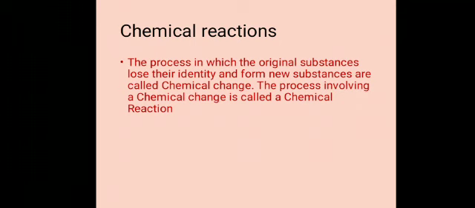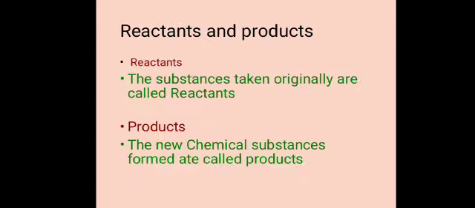And what is this chemical change? The change in which the original substances lose their identity and form new substances can be called a chemical change, and the process involved in a chemical change can be called a chemical reaction. In a chemical reaction, some substances are undergoing changes and we are getting new substances. So the substances which are reacting together, or the substances which we are taking originally, are known as the reactants, and the newly formed substances are known as the products.